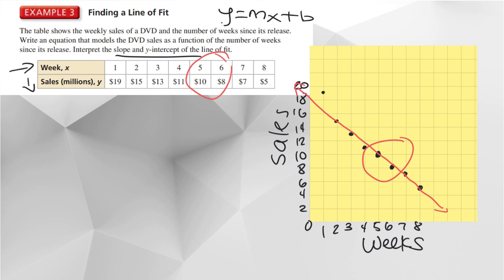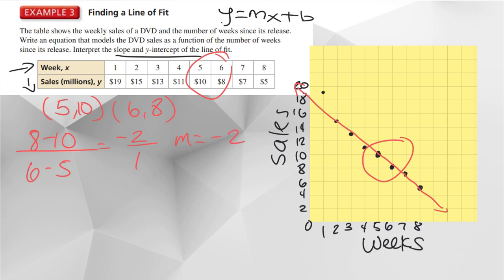Because they pass through the line of fit, I'm going to use those 2 points to help find my equation. So we're going to have (5, 10) and (6, 8), correct? 5 and 10. I don't know why I wrote 5 and 0. Okay, so let's first find the slope. We're going to have 8 minus 10 over 6 minus 5. 8 minus 10 gives me -2, and 6 minus 5 gives me 1. Therefore, my slope is -2.